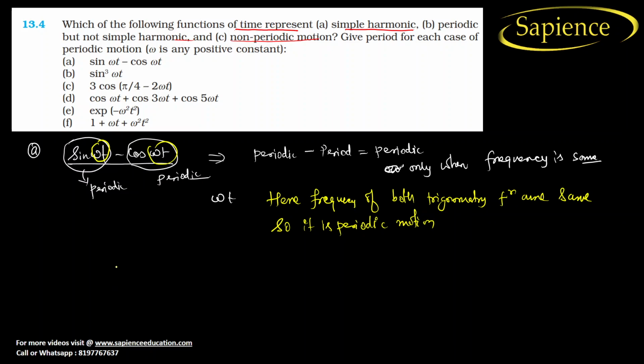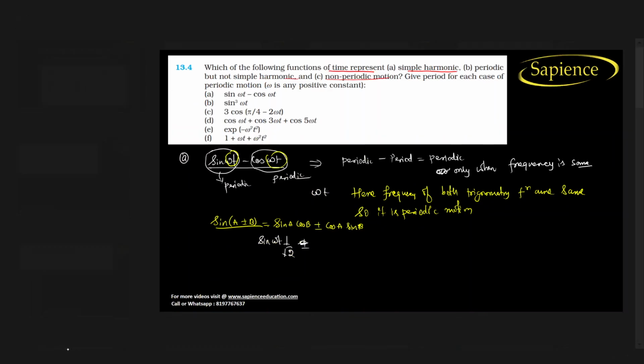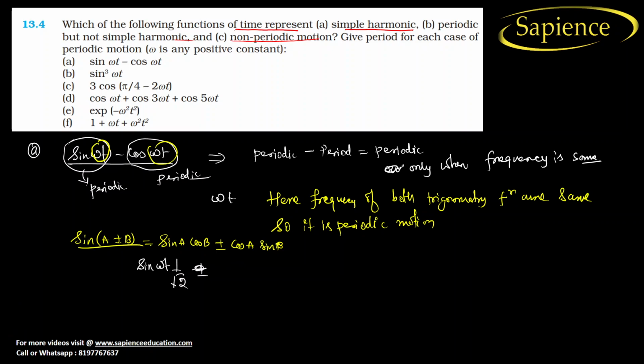In another way, we can also do this. We know the formula: sine of A plus or minus B is equal to sine A cos B plus or minus cos A sin B. So let us apply the formula with sine omega t into 1 by root 2, and since we have a minus, we will use minus only.